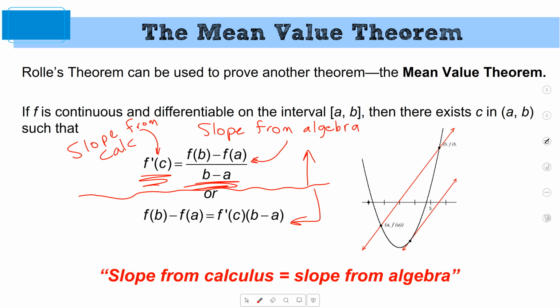Just looking at the picture, what seems to be true about the two red lines? They are parallel, meaning they have the same slope. Slope from calculus equals slope from algebra. If I take this picture and spin it, it all of a sudden becomes Rolle's theorem. But we're not going to be able to spin it. We're going to have to do the calculations the hard way.